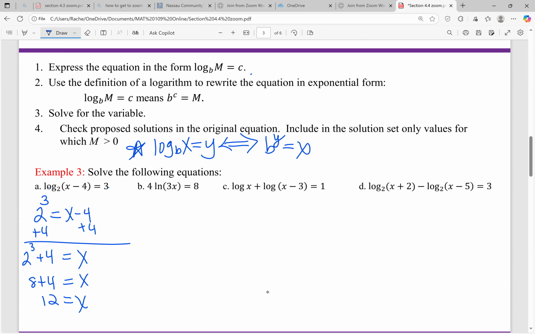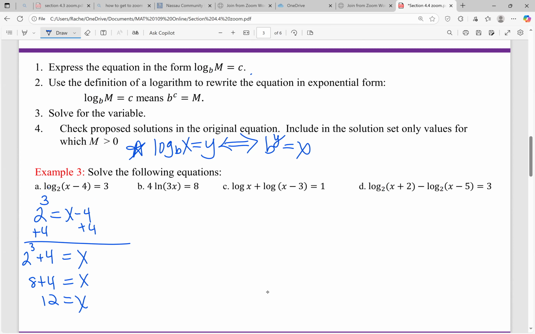And of course, you always want to check your answers. You want to plug in 12 for x. 12 minus 4 is 8. And 2 to the third gives us 8, right? So that checks out.